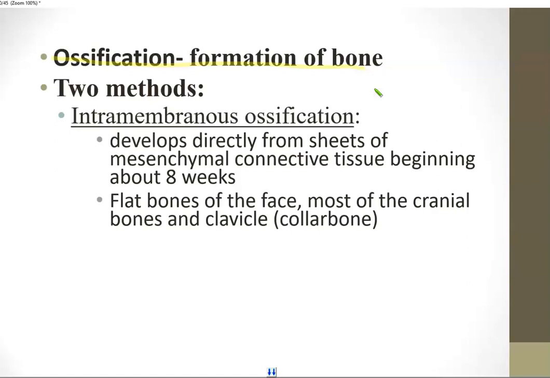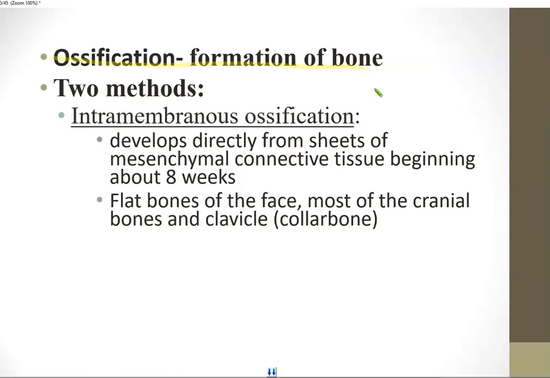So there are two methods. There's just a little bit of what I want you to know about the first method, and then we're going to concentrate on the second method. The first method is called intramembranous ossification. Ossification means making bones. Intra means in between. Membranous means membrane. So in this type, you had sheets of membrane, and mesenchyme cells started making bone in this area.